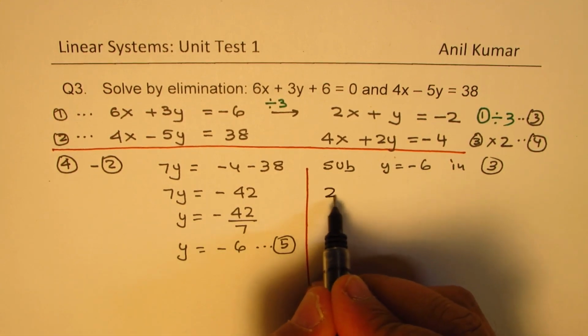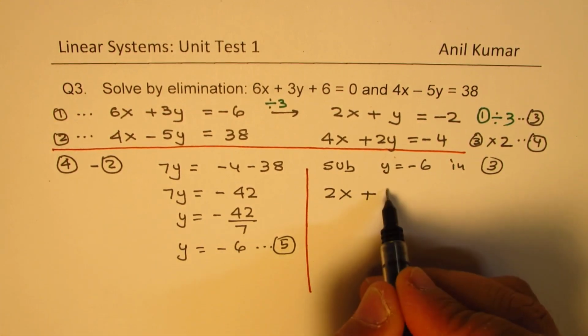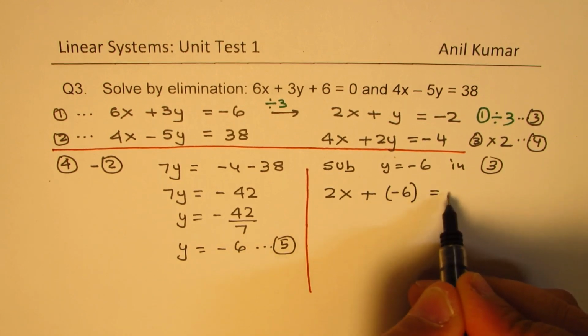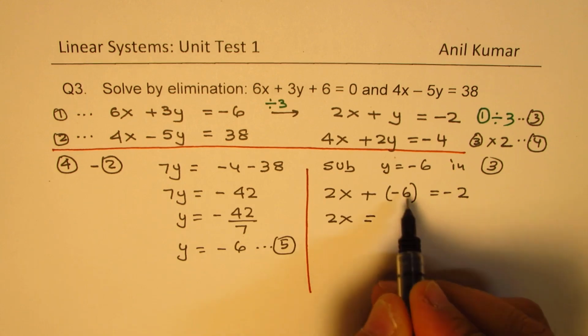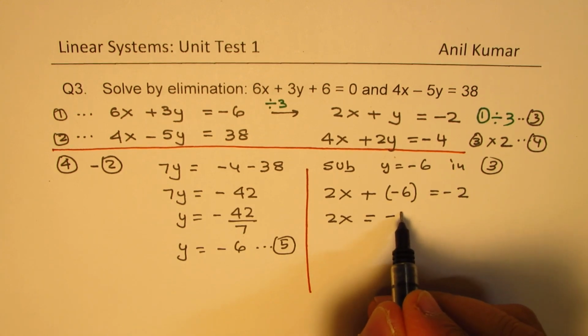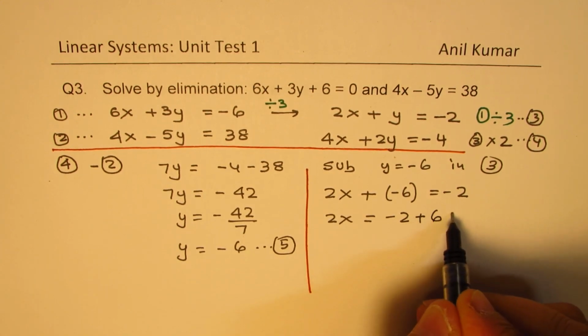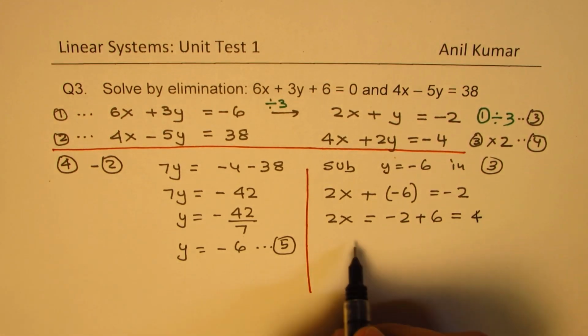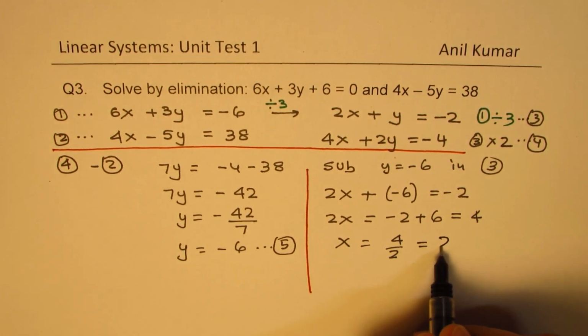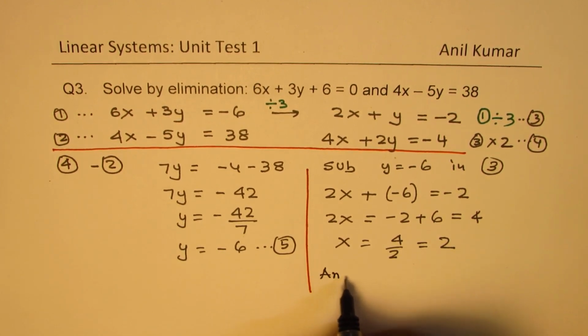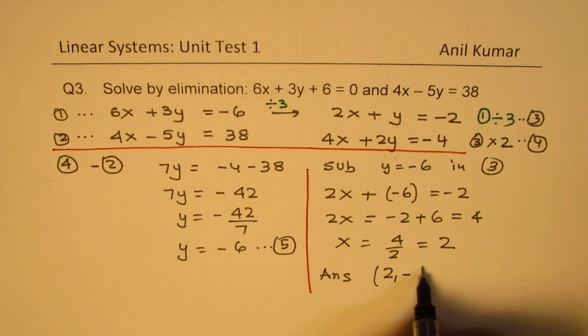So we'll write here 2x plus, the value is minus 6 for y, equals minus 2. So we have 2x equals... taking it to this side, it becomes plus 6, right? Or we could write this as 4. So x is equal to 4 over 2, which equals 2. So our answer is the x value is 2 and the y value is minus 6.